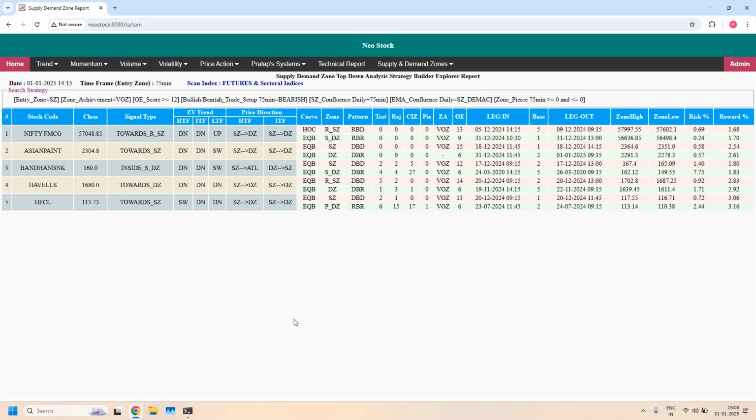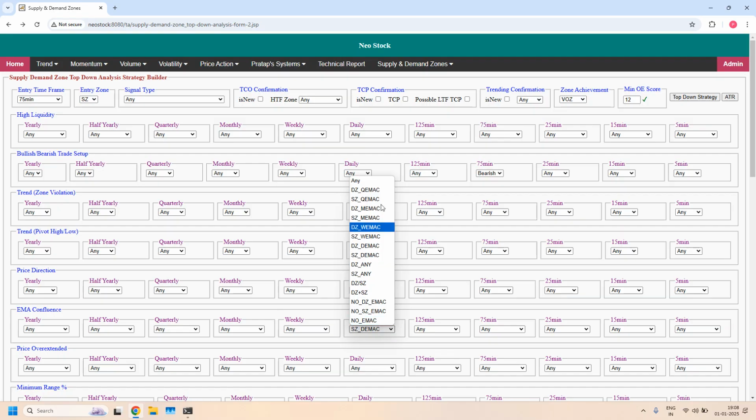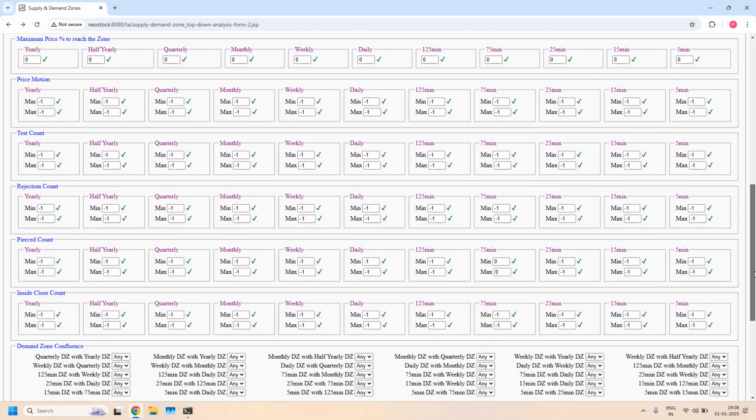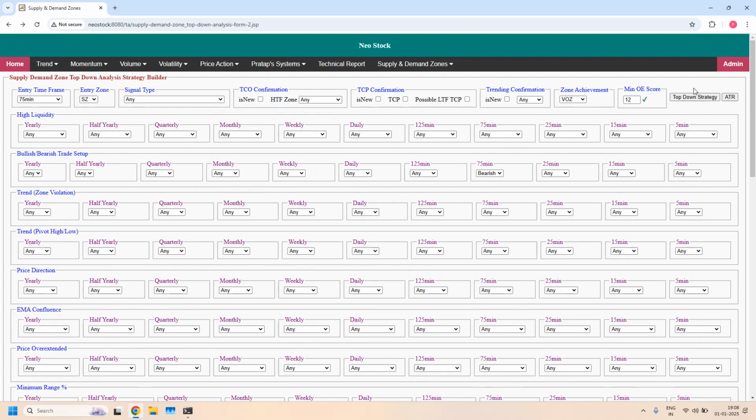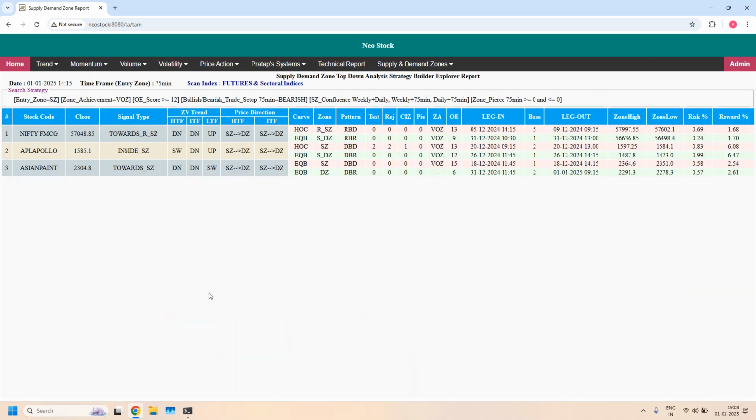Okay, next let us look for LTF, ITF and HTF supply zone confluence and HTF EMA confluence. I am removing this EMA filter. In the supply zone confluence, I am setting 3 filters. First filter is already enabled, 75 with daily supply zone confluence. Second filter, 75 minute supply zone with weekly supply zone confluence. Third filter is daily supply zone with weekly supply zone confluence. With all the 3 filters, LTF, ITF, HTF supply zone confluence, we got 3 stocks.